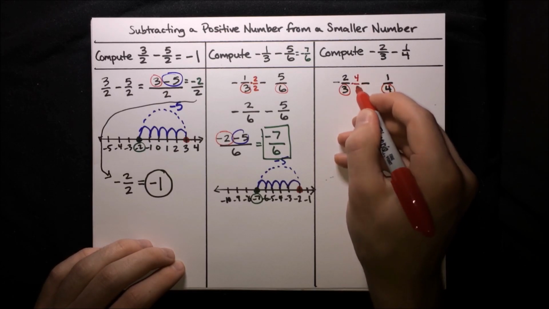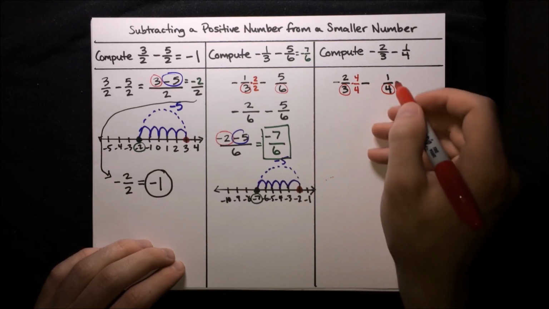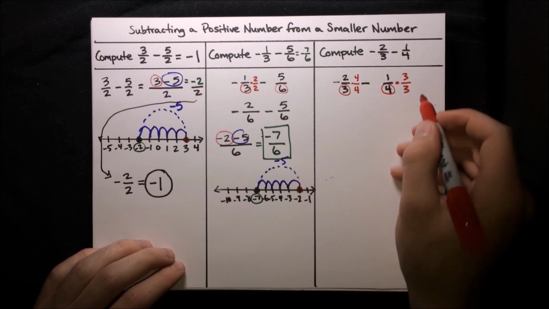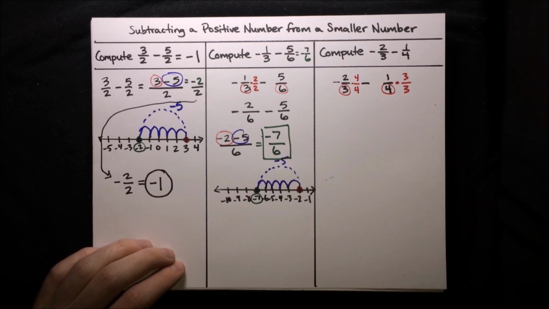So times 4 over 4, because that 3 times 4 on the bottom will give us 12. And then this other fraction, we can multiply by 3. That is 3 over 3. Keep the fraction the same, but make the denominator 12. And what is the result?